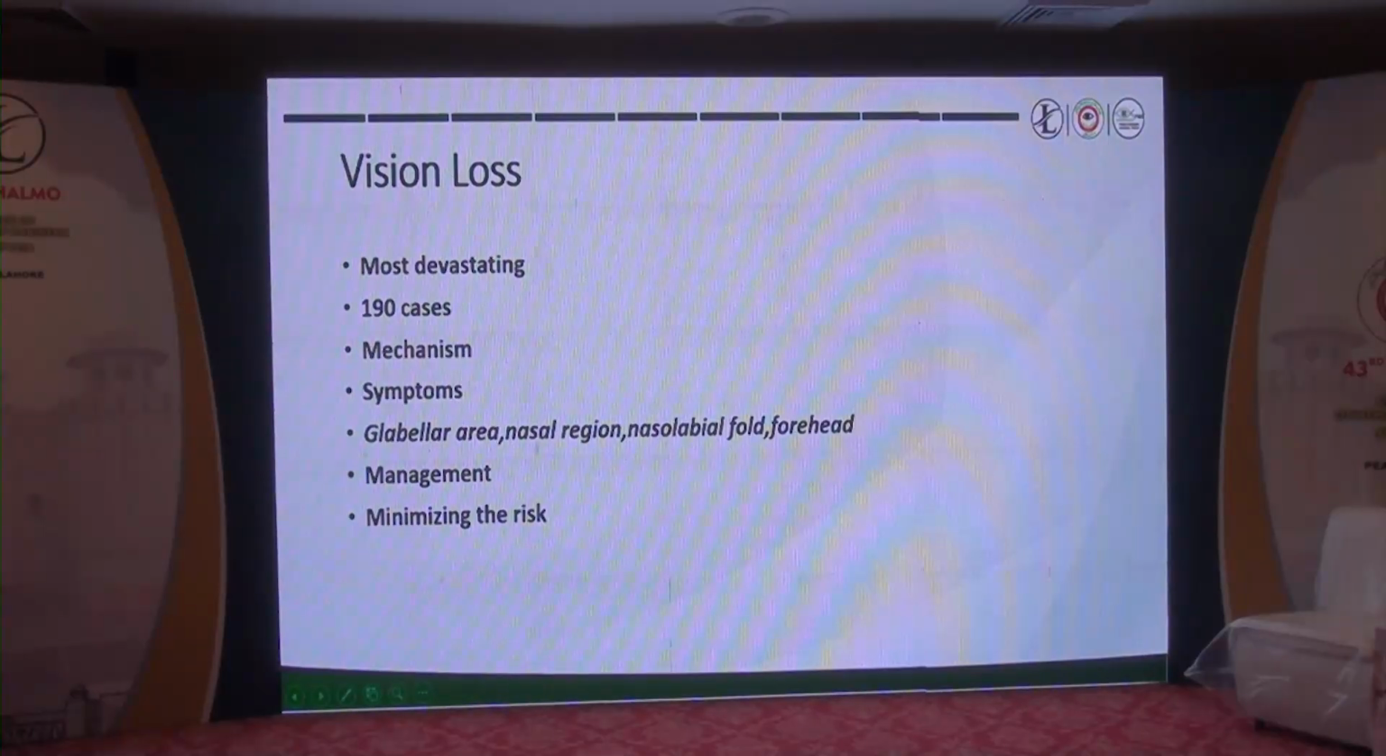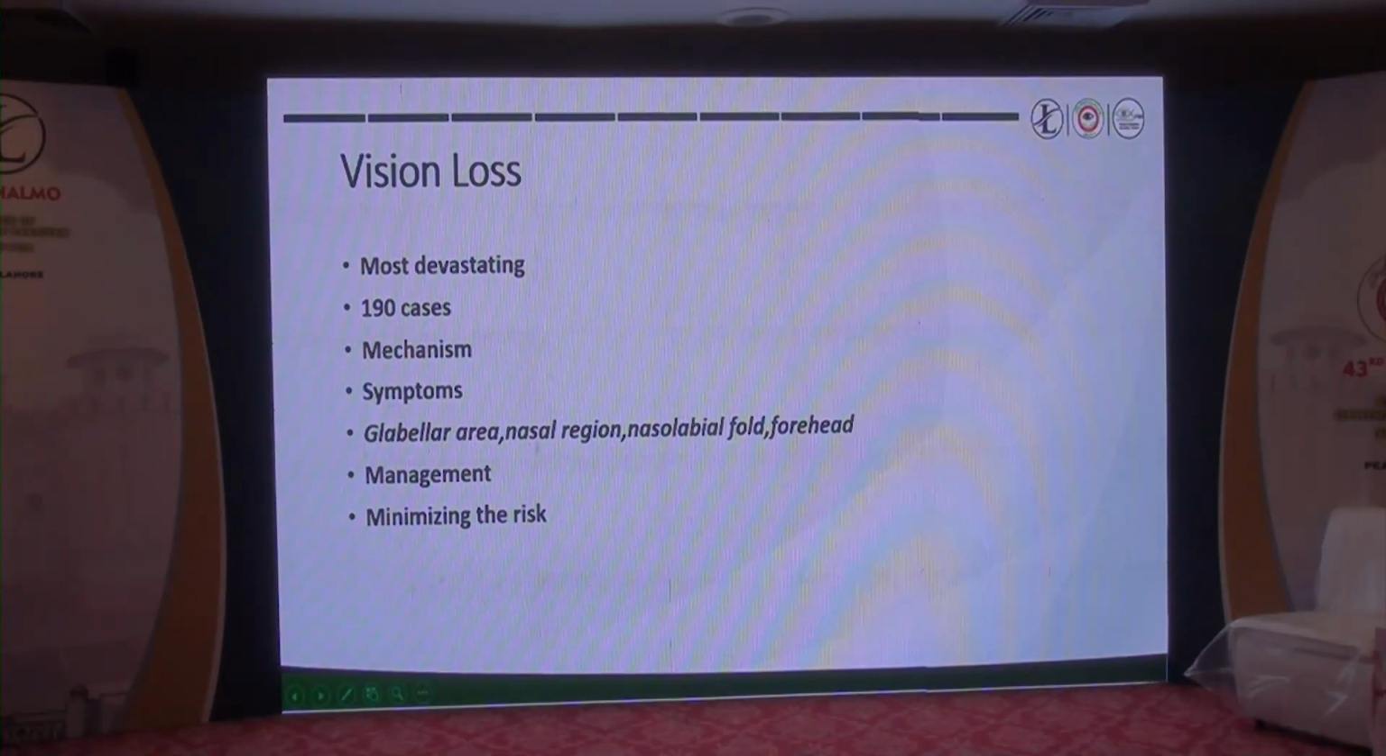From 1906 to 2019, only 190 cases of vision loss have been reported so far. Most of them were from autologous fat implants, not from HA. But still, this can happen because of the retrograde flow of the hyaluronic acid into the arterial system. This can block the vessels and cause ischemia. The dangerous areas are the glabellar area, nasal region, nasolabial fold, and forehead.